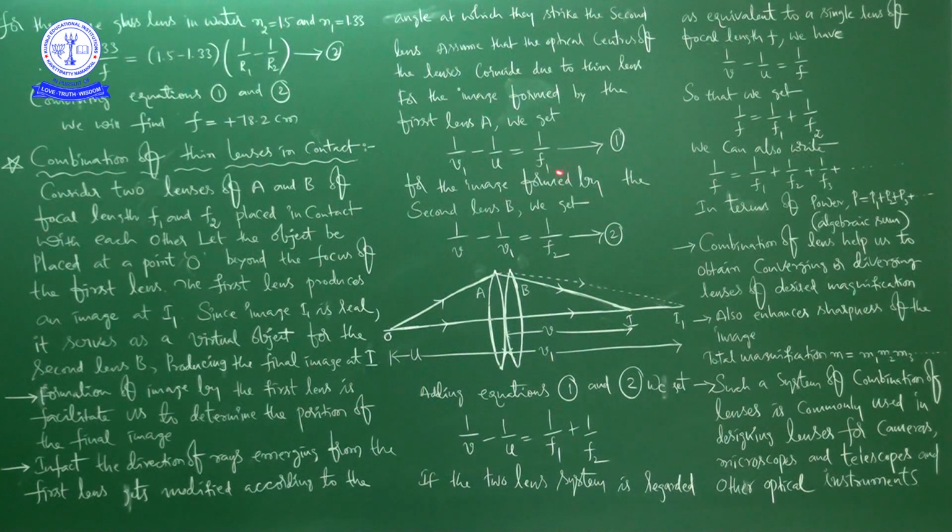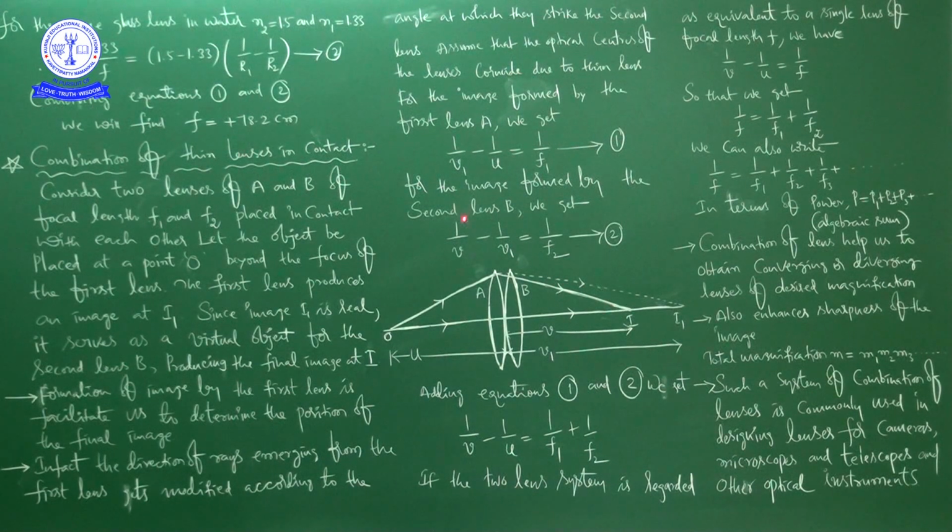Next, for the image formed by the second lens B, we get, right? For the second lens, this is the virtual object, and this is the image. Here, the same formula, that is the lens formula: 1 by V minus 1 by U is equal to 1 by F. Here 1 by V means the image distance, and this one acts as an object, a virtual object, to the second lens. That's why 1 by V minus 1 by U.